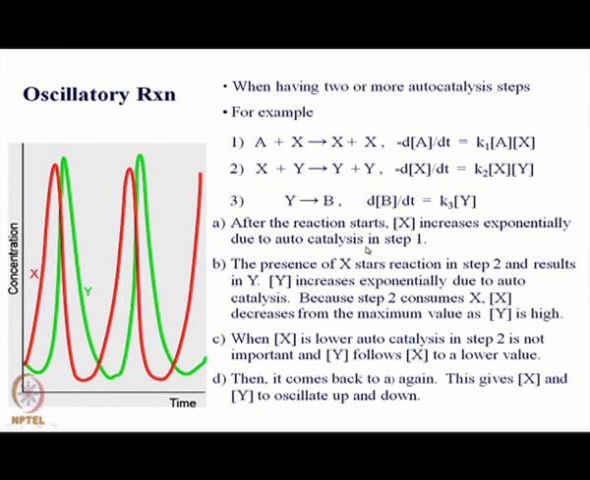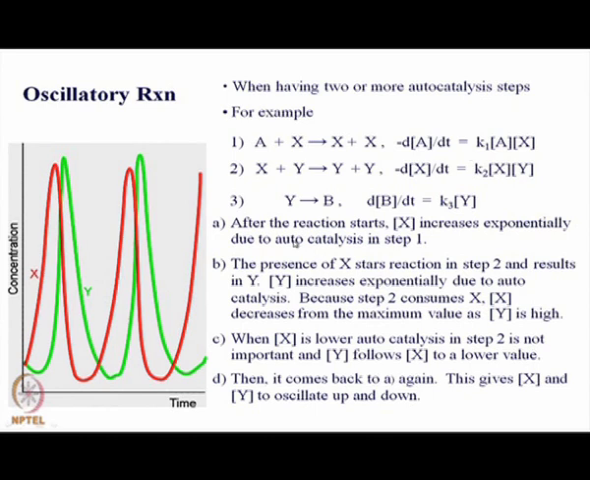Oscillatory reaction: when we have two or more autocatalysis steps, then we can get an oscillatory reaction. That is, A plus X giving rise to X plus X, X plus Y giving rise to Y plus Y, and then Y giving rise to something else, B. So, basically if there are two or more autocatalytic steps, then we can get an oscillatory situation. The corresponding rate expressions are like this.